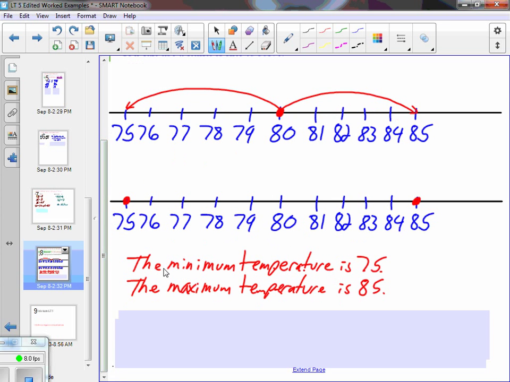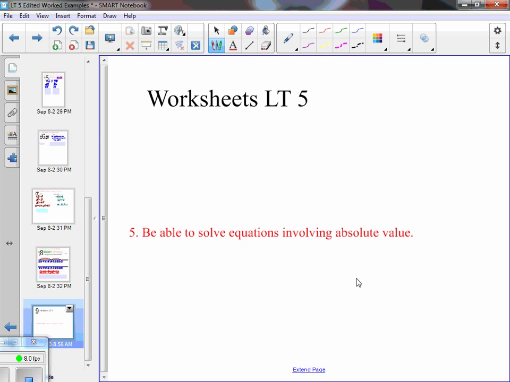All right, any questions? Because that's it. You feel like you got this learning target? You just need some practice. So I'm going to have a couple of worksheets for you.